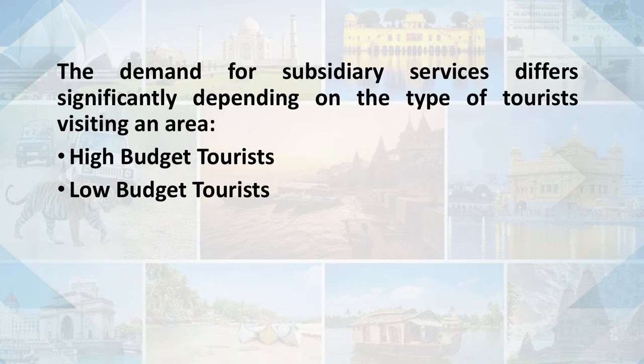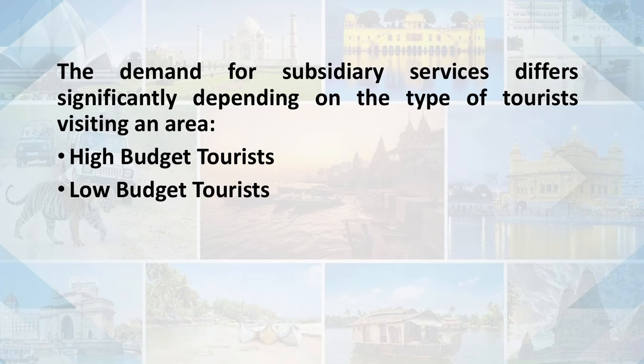Suppose rich tourists are visiting in larger numbers, they require a lot of manpower, a lot of human labor to give a lot of services to them. Suppose low budget tourists are visiting a particular destination, they require fewer services and less demand for jobs will be created. So this cycle has to be well understood by us.